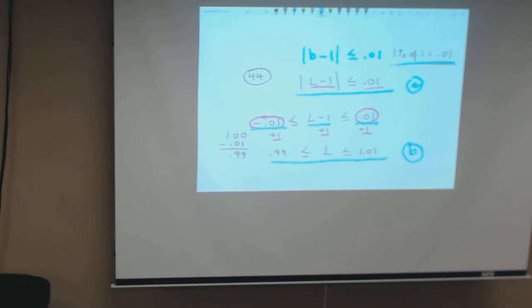And then for number 45, you just put the score S minus 505 has to be plus or minus 4, less than or equal to 4, is your margin of error. Okay?